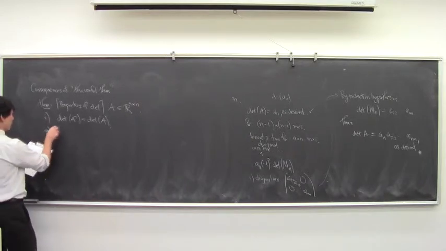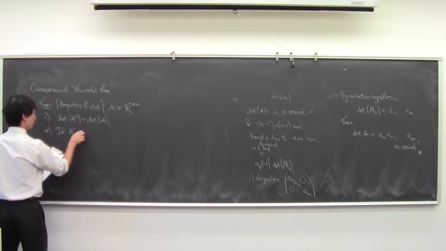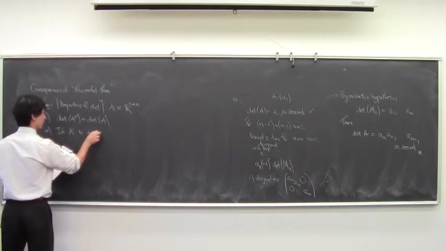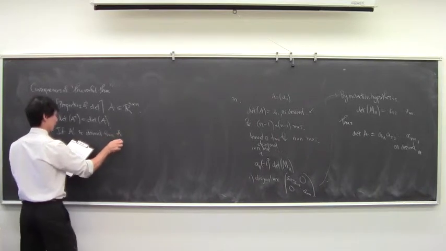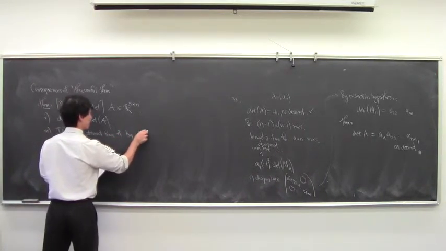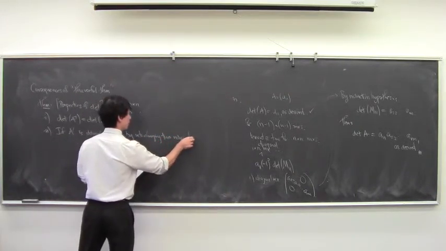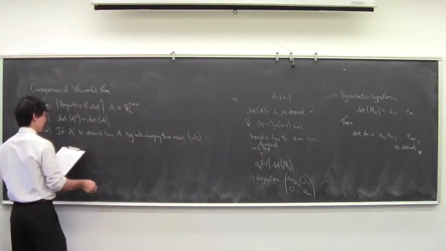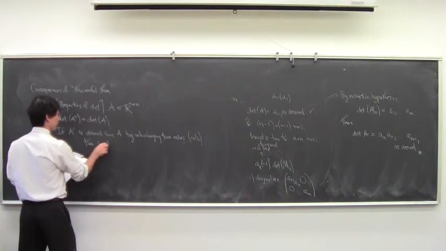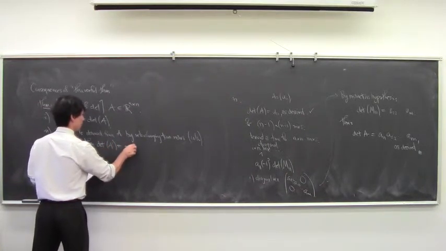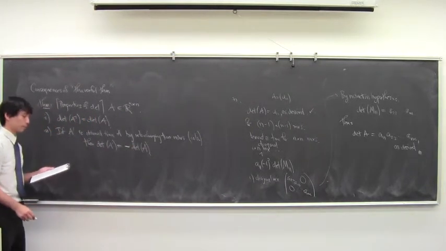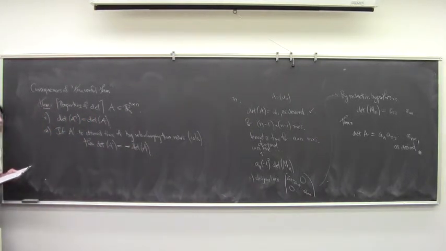Second, if A prime is obtained from A by interchanging two rows, or it could be two columns, then the determinant of A prime turns out to be minus the determinant of A. So if you take a matrix and you switch two rows, then its determinant will be negative that of the first matrix.